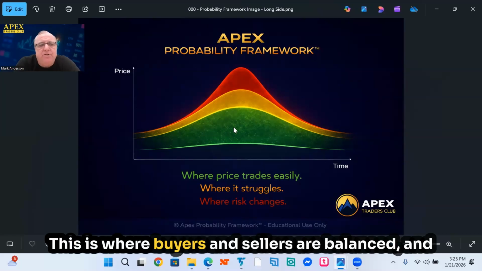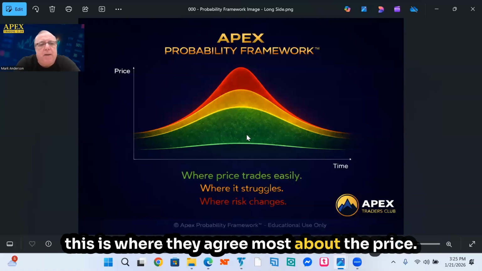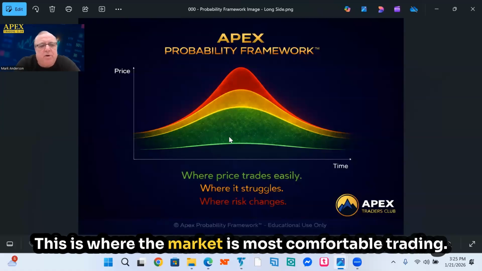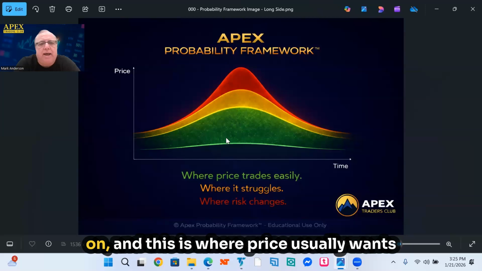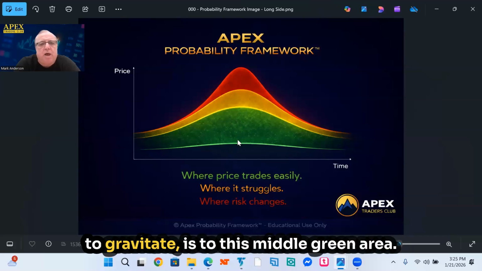This is where buyers and sellers are balanced. And this is where they agree most about the price. This is where the market is most comfortable trading. This is where most bidders feel price is fair. So there's going to be a lot of bidding going on. And this is where price usually wants to gravitate, to this middle green area.